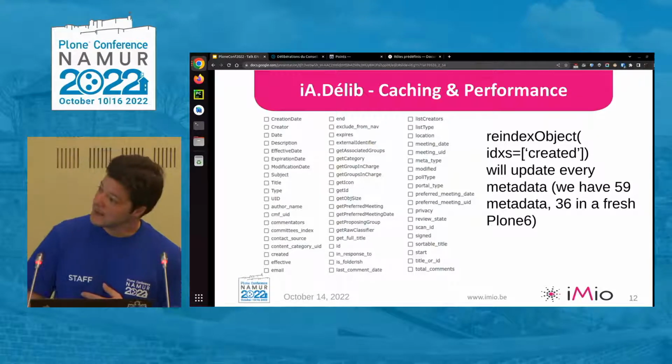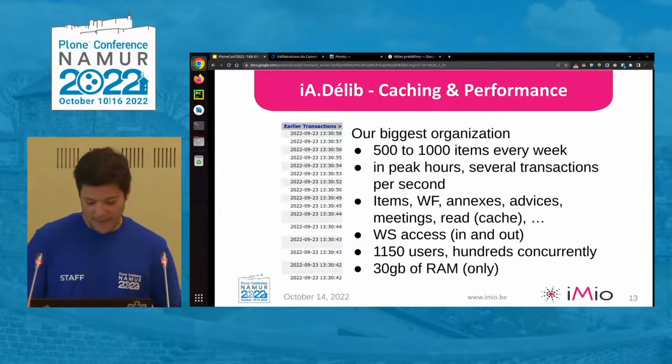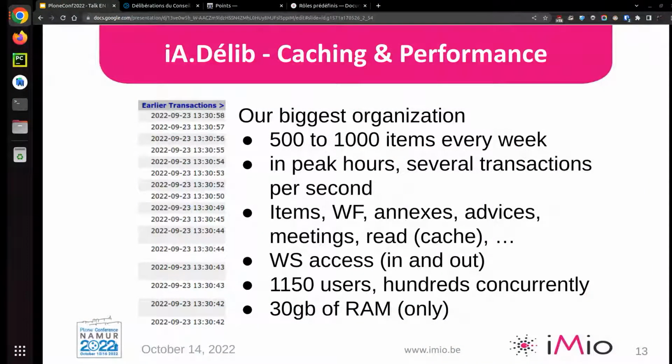Today, I think that we're still using what Plone offers by default. And our biggest organization today is 1,000 users, with 500 to 1,000 new items created every week. They have been in production for 8 years now, and there are 200,000 items in the element. We are reaching 1 million records in the catalog. Still using the default Plone catalog.